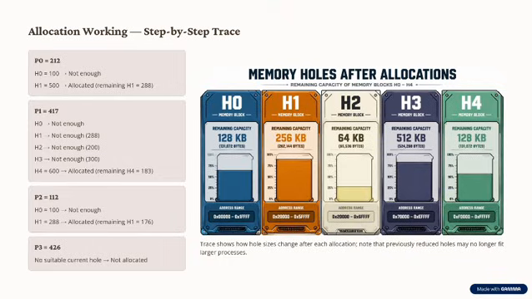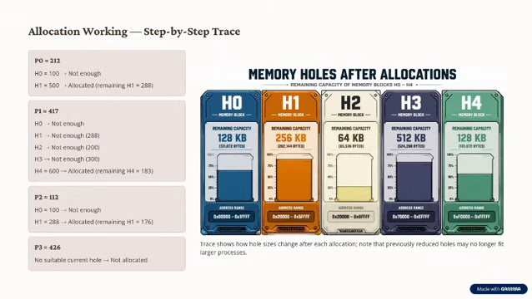Allocation working. First, P0 has a size of 212. H0 has only 100, so it cannot fit. Next, H1 has 500, which is sufficient, so P0 is allocated to H1. Next, P1 has a size of 417. The earlier holes are not sufficient in their current values, so the program continues checking. H4 has 600, so P1 is allocated to H4.